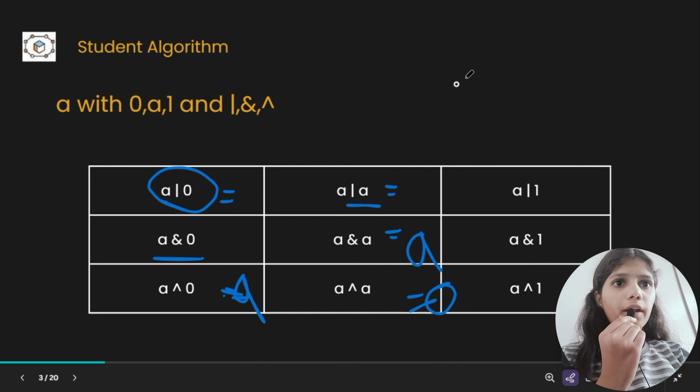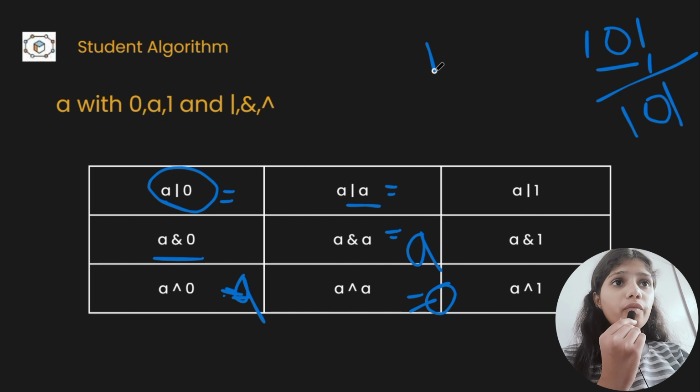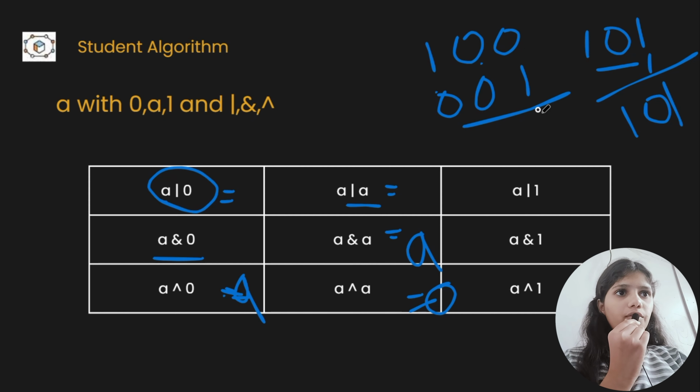Now let's perform with 1. Let's consider 1 0 1 and 1. So now we are performing the OR operation. So 1 OR 1 will be 1, 0 OR 0 is 0, and then 1. Now let's confirm with this: 0 0 1. So 0 OR 1 will be equal to 1, 0 OR 0 is 0, and 1.